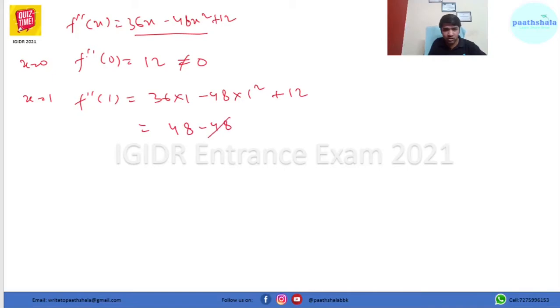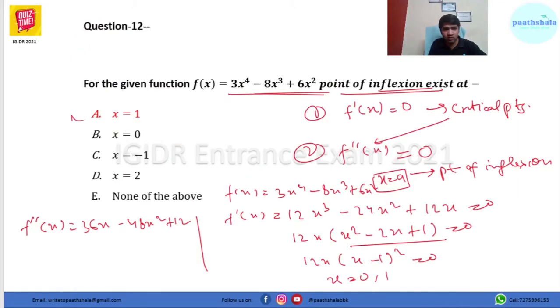This will cancel out and finally it comes out to be 0. So x equals 1 is the point of inflection here. Okay, so let's go by the choices. So we have option A is the right option. Okay, now let's move to the next question.